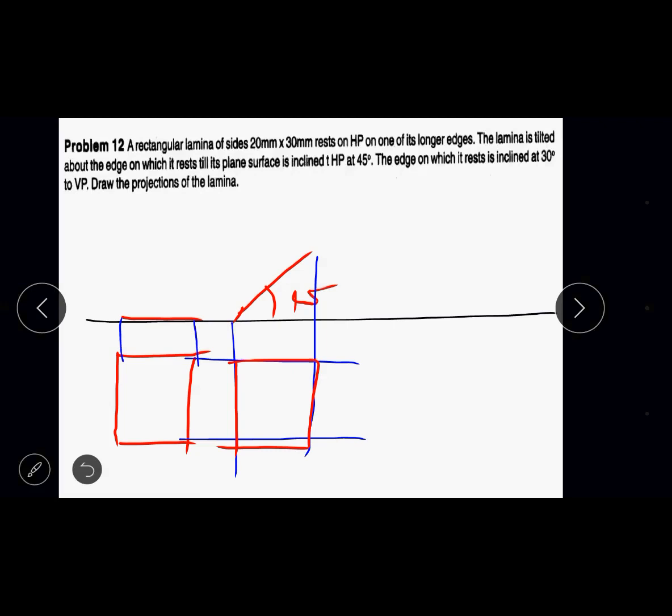In step 2, the surface inclination of 45 degrees to HP is covered. The lamina is tilted 45 degrees to HP, the front view is a 45 degree line, and the top view is an irregular shape rectangle. Then in the last step, the third step, the left side longer edge of the lamina is inclined 30 degrees to VP.